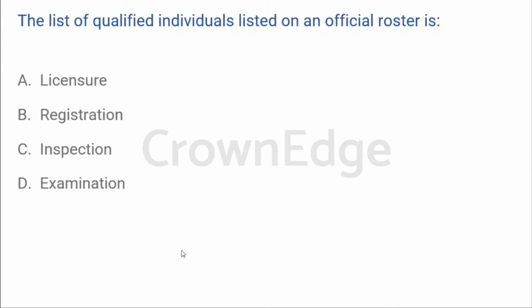The next question is the list of qualified individuals who are listed on an official roster. Is that a licensure? Is that a registration, an inspection, or an examination? Now, the key here is there's an official roster, and it's a list of qualified individuals who are on a register, basically. It's nothing but a registration.